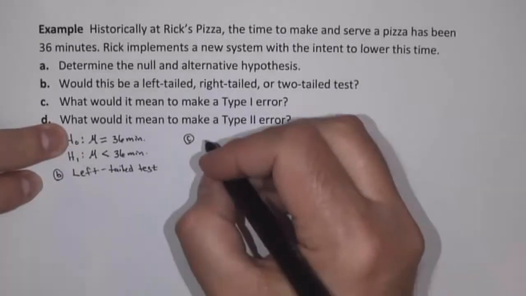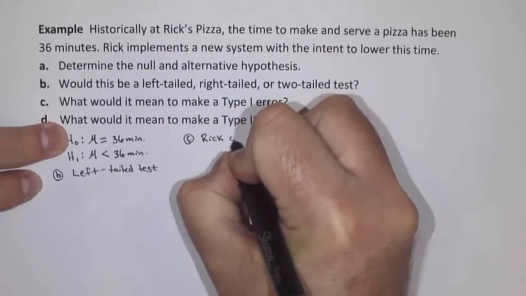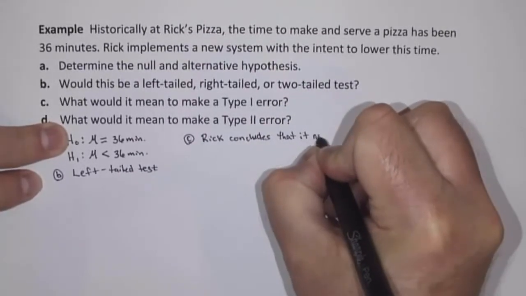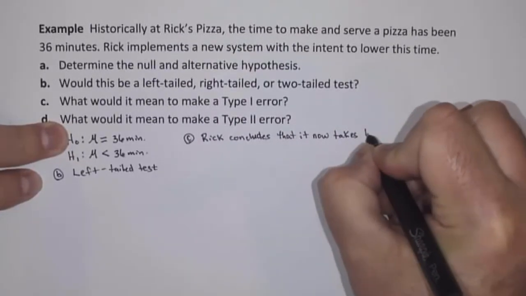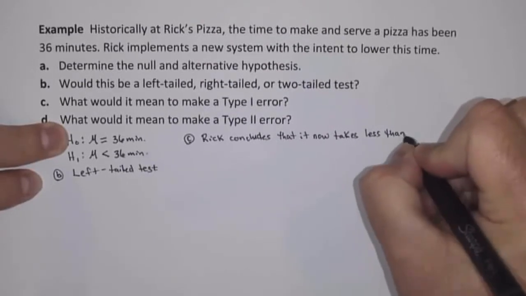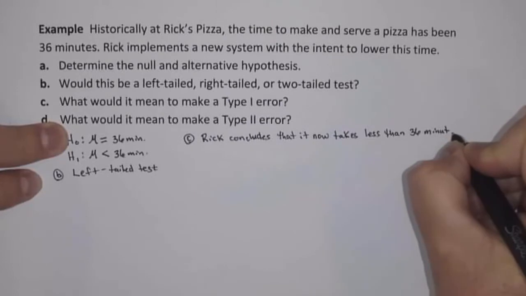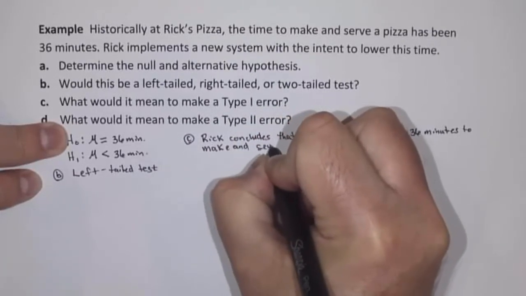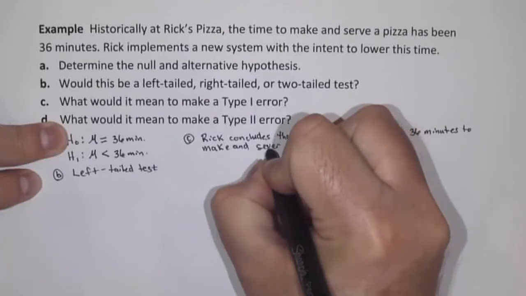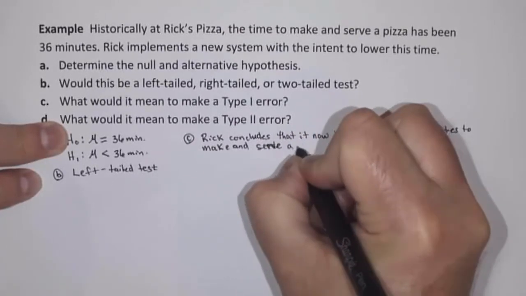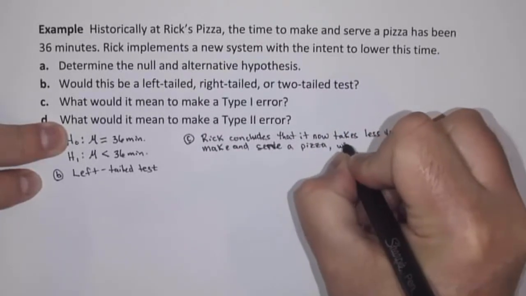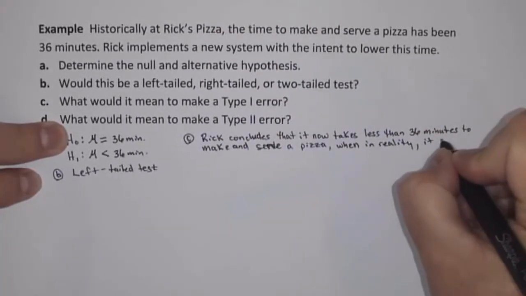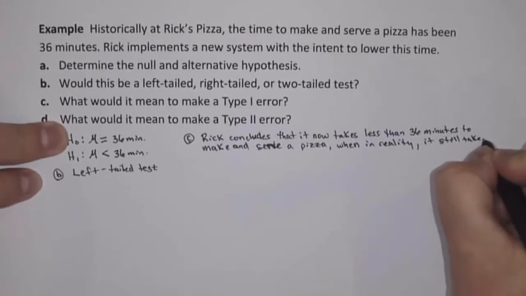So what would it mean to make a type 1 error? So that would mean that Rick concludes that it now takes less than 36 minutes to make and serve a pizza when in reality it still takes 36 minutes.